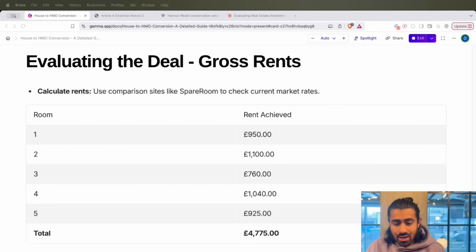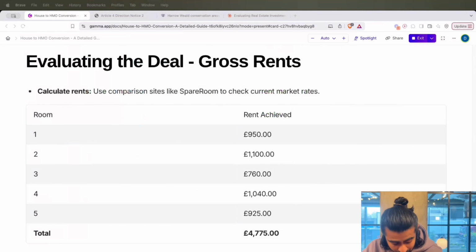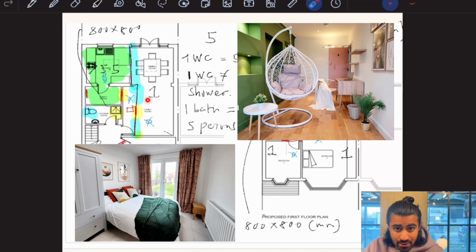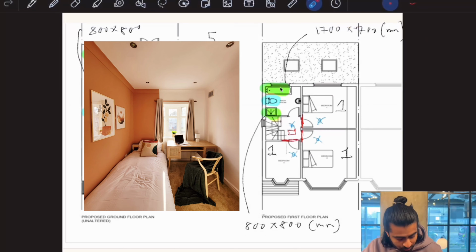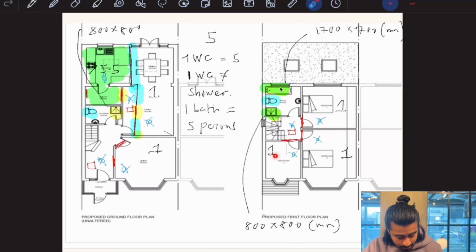So what were the actual rents that we achieved? Bedroom 1, which is this bedroom over here, we achieved £950. Bedroom 2, which was the large bedroom that we created by creating the partition, we receive £1,100 for that. Bedroom 3, which is the smaller bedroom, we've got £760.